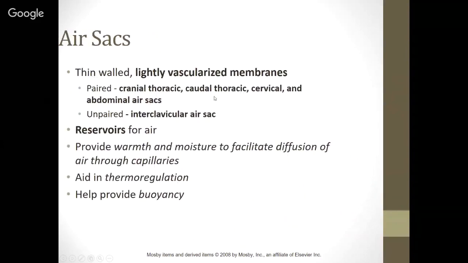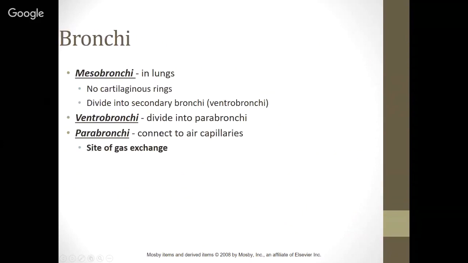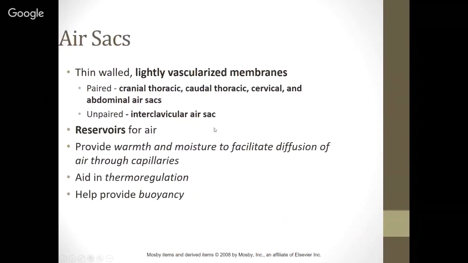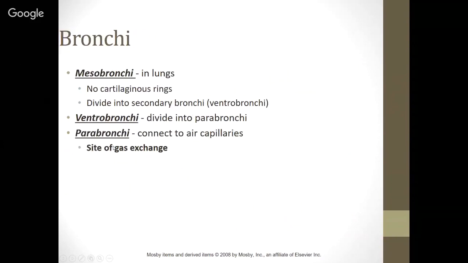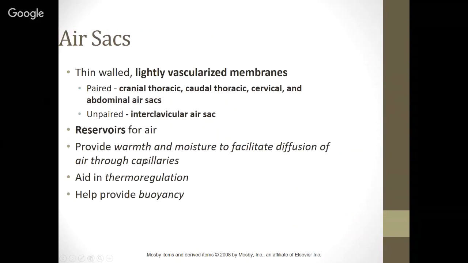Air sacs are thin-walled, lightly vascularized membranes. The parabronchi, okay, are lightly vascularized membranes. I'm sorry, not air sacs. These parabronchi are connected to air capillaries. That's where we have the gas exchange. The air sacs themselves, remember I said first we fill those caudal air sacs, push it into the lungs, push it out of the lungs into the cranial air sacs, and then out of the body.